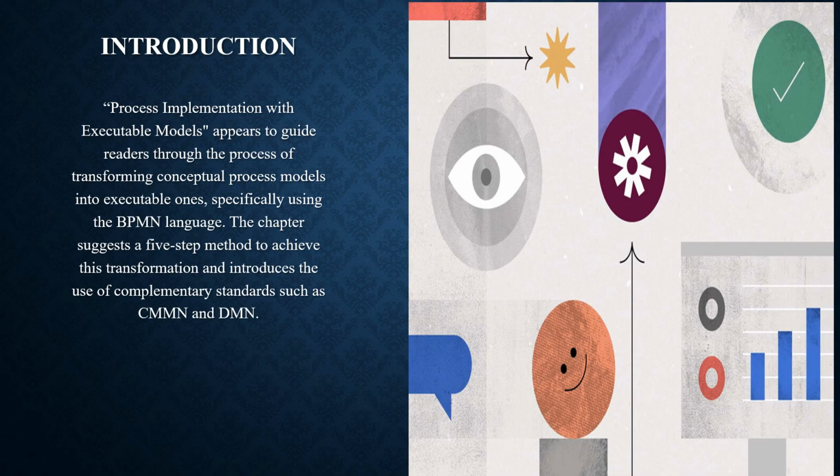This slide describes the introduction of process implementation with executable models. In this chapter, process implementation with executable models guides readers through the process of transforming conceptual process models into executable ones, especially using the BPMN language. This means a conceptual process model must be systematically revised into an executable process model, to be interpreted and automatically executed by software systems such as a business process management system.